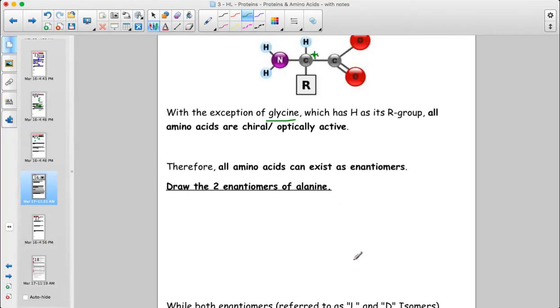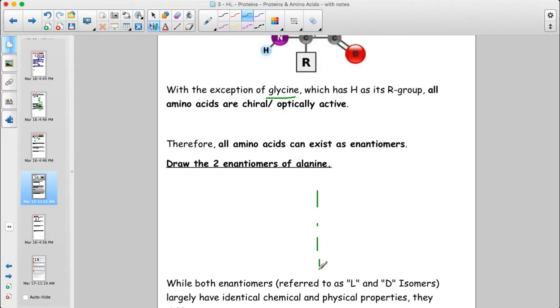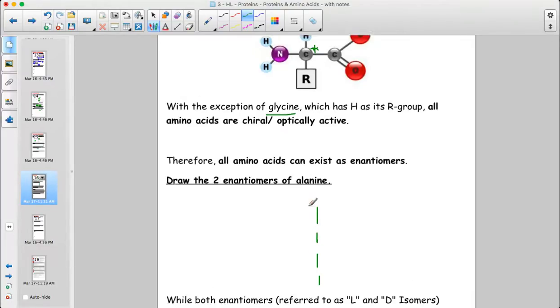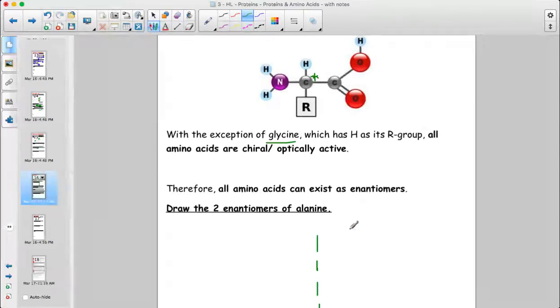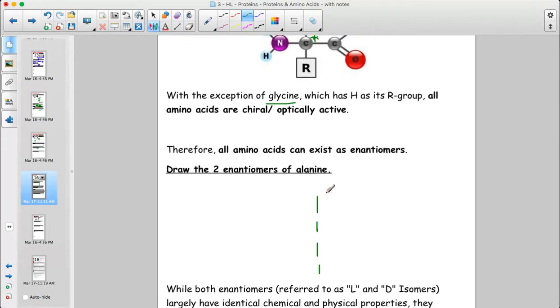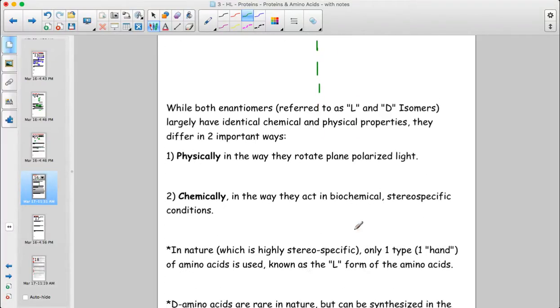So you should be able to draw enantiomers. With the dash-wedge structures, you draw the dotted line down the middle, and you use dash and wedge to show how they are mirror images of each other. So I'd like you to try to do that as part of your homework. If you're watching this video, go look up alanine in the data booklet. The R group is a methyl group, CH3, and attempt to draw the 2 enantiomers.